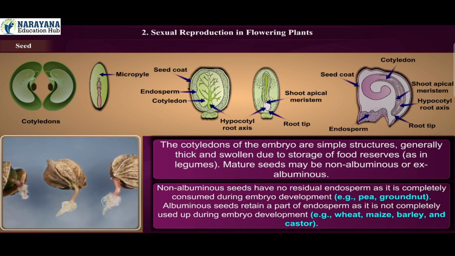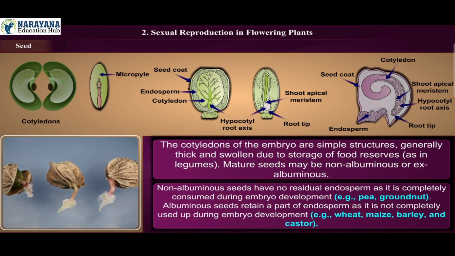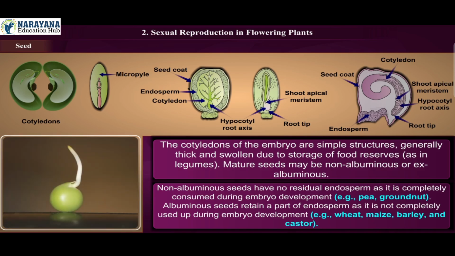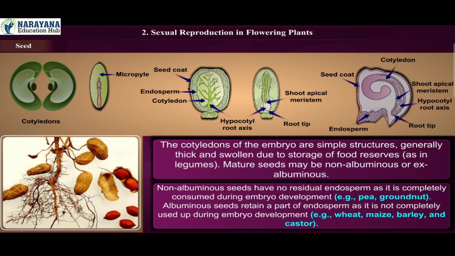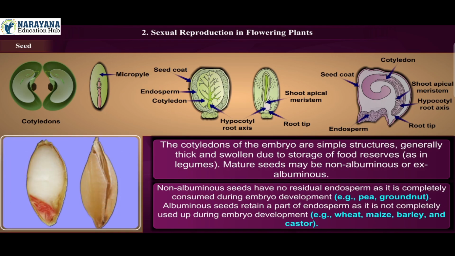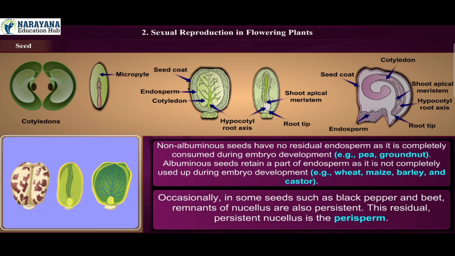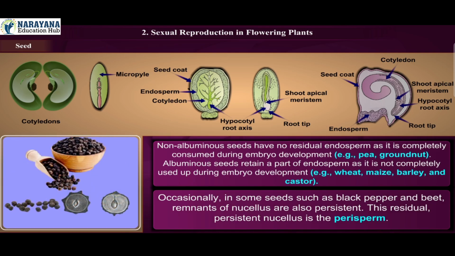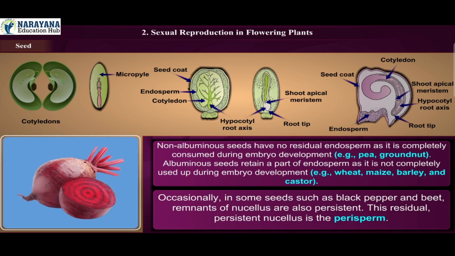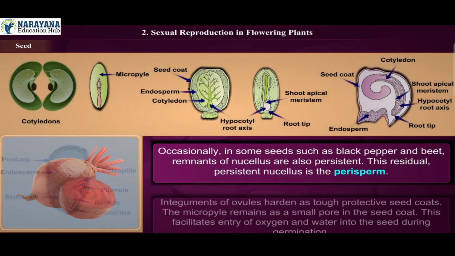Non-albuminous seeds have no residual endosperm as it is completely consumed during embryo development. For example, pea, groundnut. Albuminous seeds retain a part of endosperm as it is not completely used up during embryo development. For example, wheat, maize, barley, and castor. Occasionally, in some seeds such as black pepper and beet, remnants of nucellus are also persistent. This residual persistent nucellus is the perisperm.